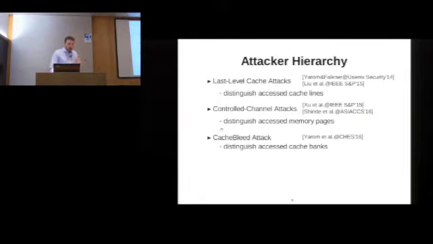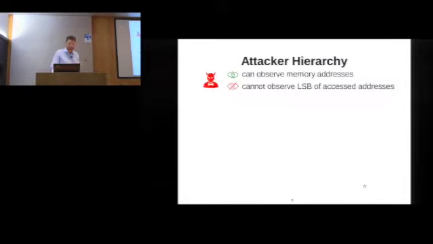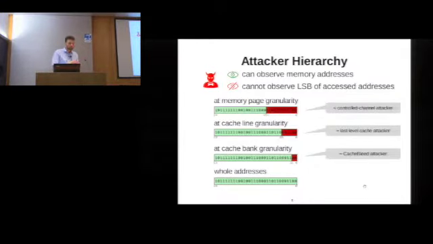So how do we model all these attackers? Well, we consider an attacker who can observe memory addresses at a certain granularity. So this attacker cannot observe offsets within cache lines, memory pages, and cache banks, in modern architectures, and these offsets are determined by the least significant bits of addresses. So by this, we can directly define a whole hierarchy of attackers.